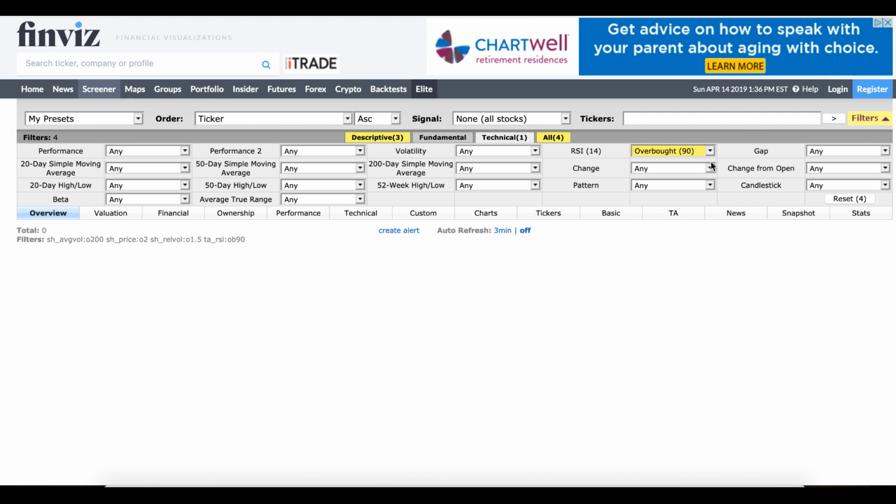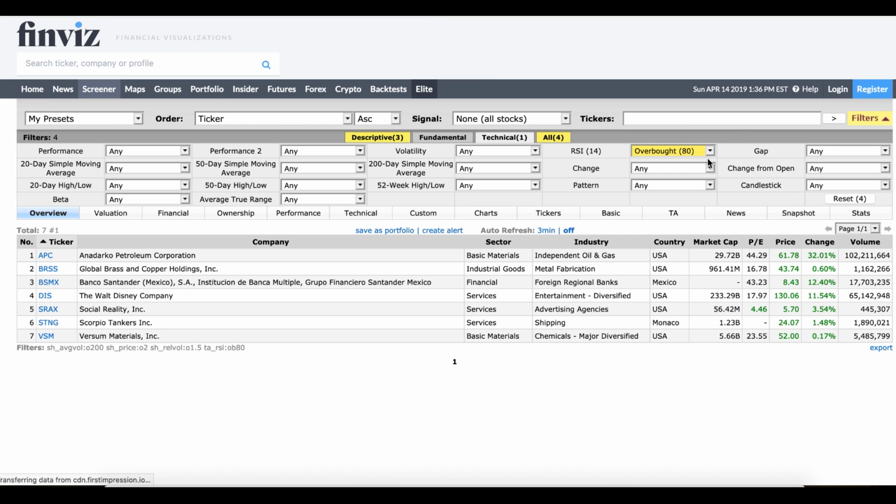RSI is an indicator. It's covered in my book. It's a relative strength indicator. When stocks go ballistic, they get overbought, and it's just a measure of that. So you can see here, there's nothing that's super overbought for the 3 descriptive criteria we have.